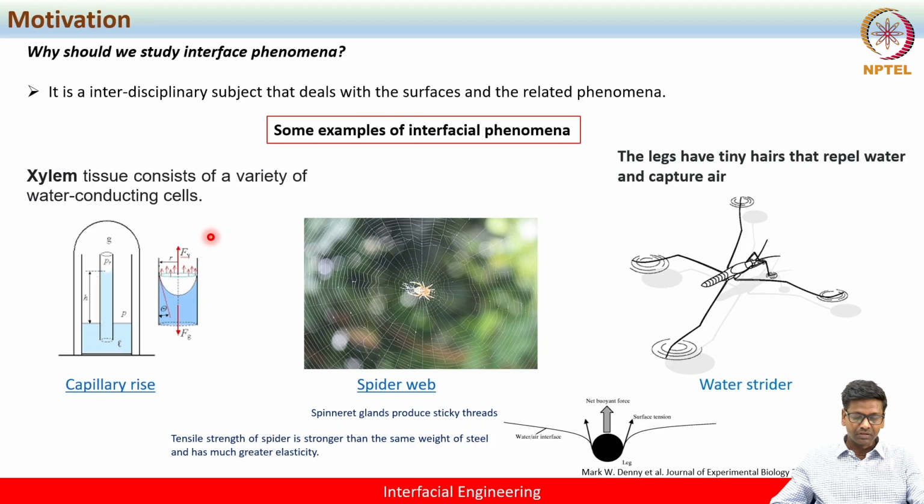The xylem tissue consists of a variety of water-conducting cells. Each cell acts like a capillary tube in itself, and those conduct water and supply it up to the branches and leaves of the tree. Okay, this is a very important phenomenon. And after that, we look at the spider web. How a spider builds its home is basically using the sticky threads that it generates through its gland. So nature offers them a gland which generates the sticky threads.